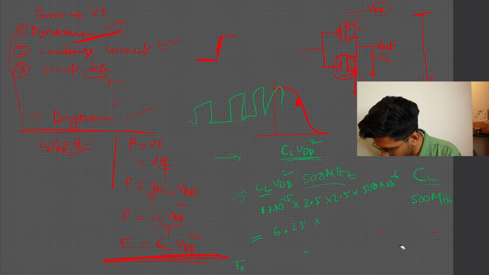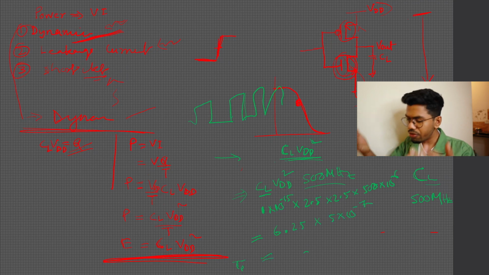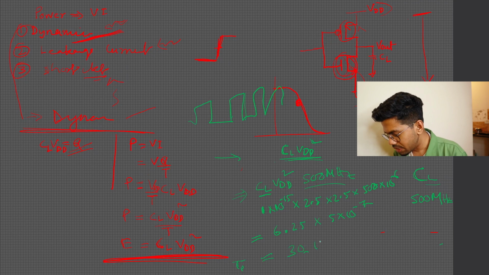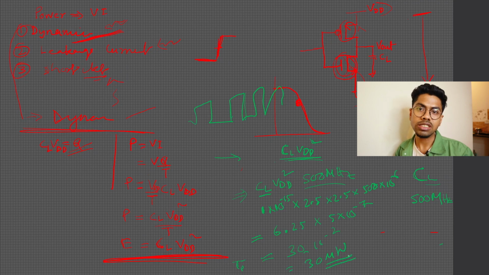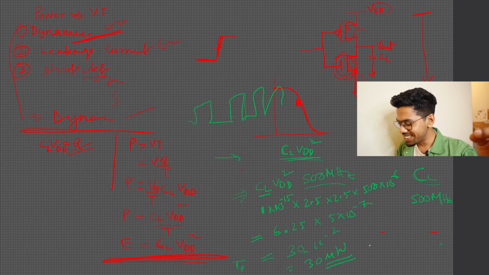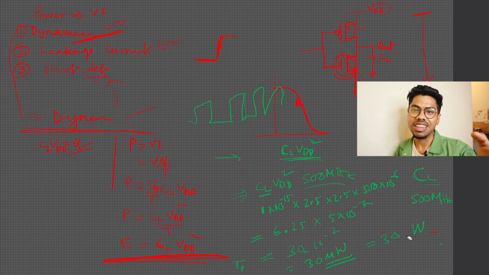So it will be into 5 into 10 to the power minus 7, and if you do further calculation, it is roughly 30 times 10 to the power minus 7, or roughly 3 microwatt. This is for only one CMOS inverter. If you have 1 million CMOS inverters, then this is your 3 watt. It is a huge quantity considering our smartphone or other handheld devices.